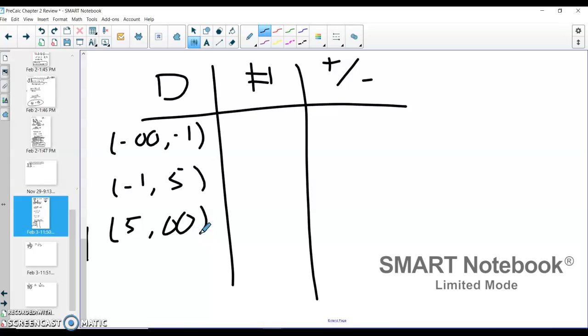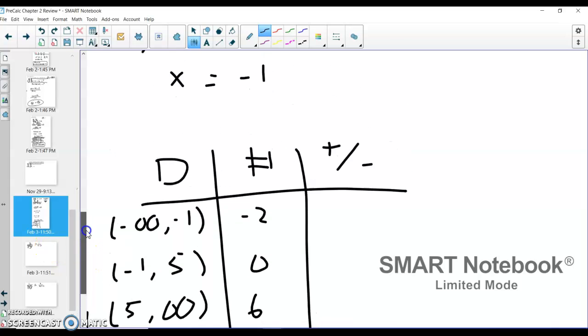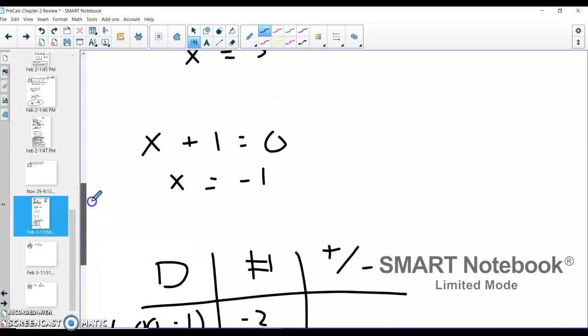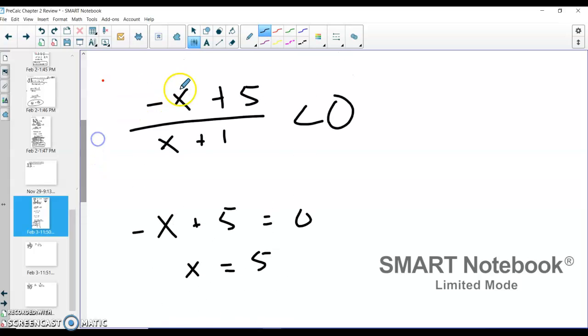Now in each I've got to choose my test number. For the first one I'm going to choose negative 2 because it's a number in my test interval. Second one I'm going to choose 0. If I can choose 0, I should. And then the last one I'm going to choose 6. Here I have then plugging these numbers back into my function, which I'm going to use right here to plug them back into.